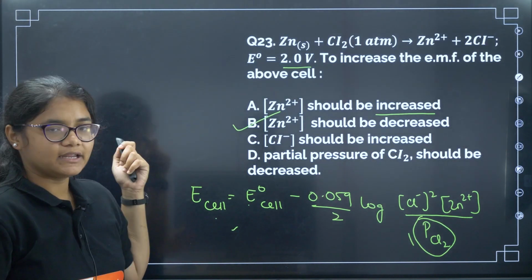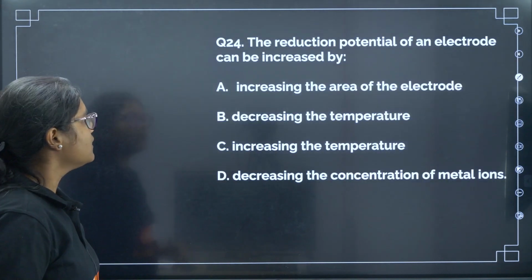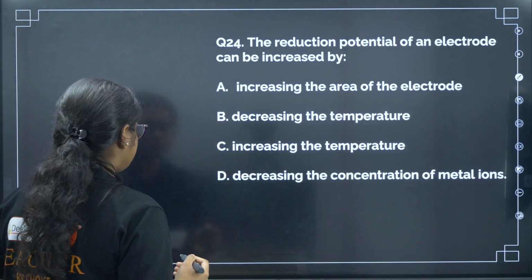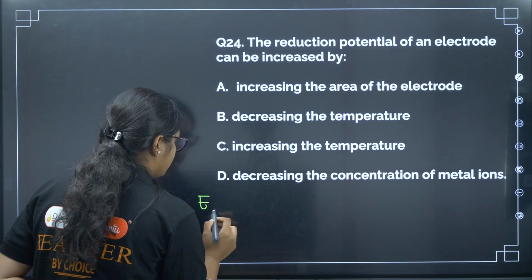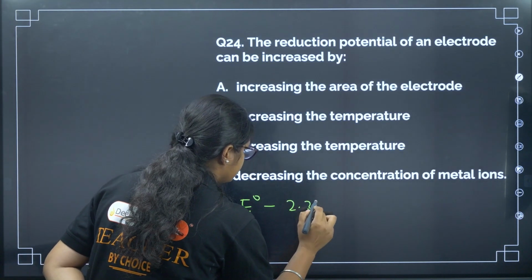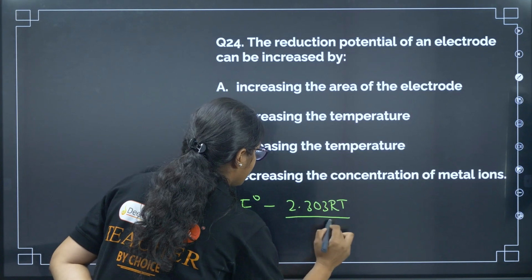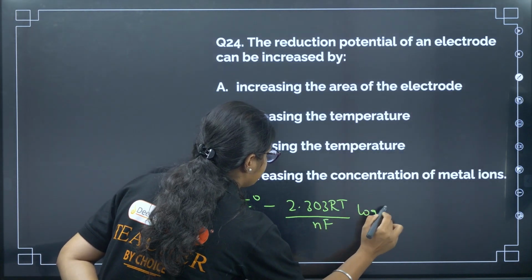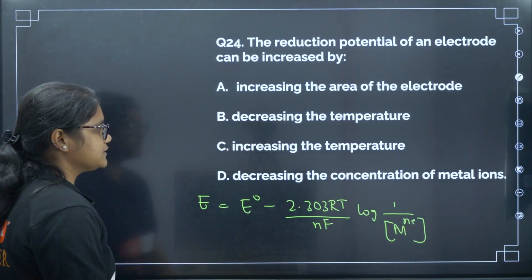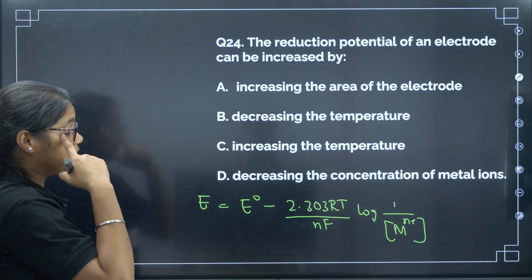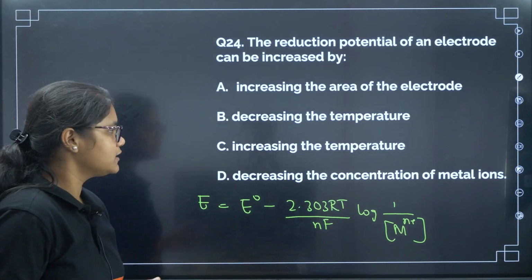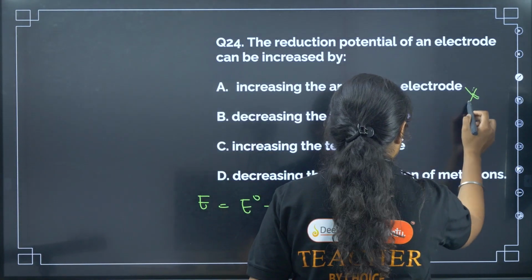Okay, so this is a very conceptual question. Next question: the reduction potential of an electrode can be increased by... So if you see again, the reduction potential of any electrode, E is equal to E naught minus 2.303 RT by nF log of 1 by M n plus, right? So this is the reduction potential formula. Increasing the area of the electrode: there is no relation of area in the formula.